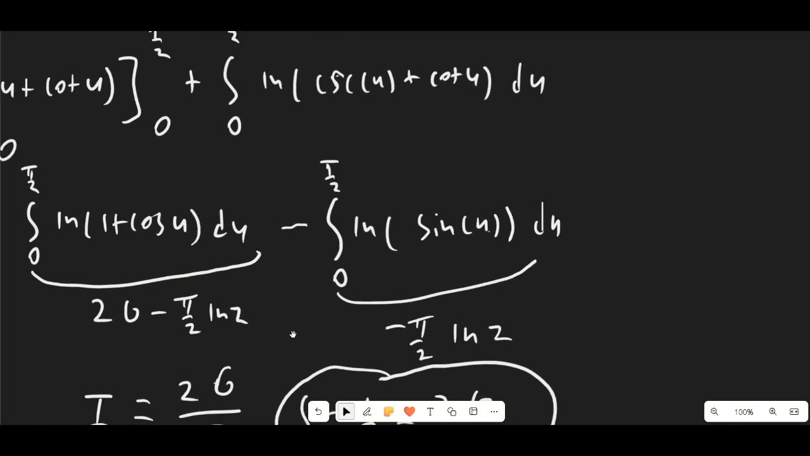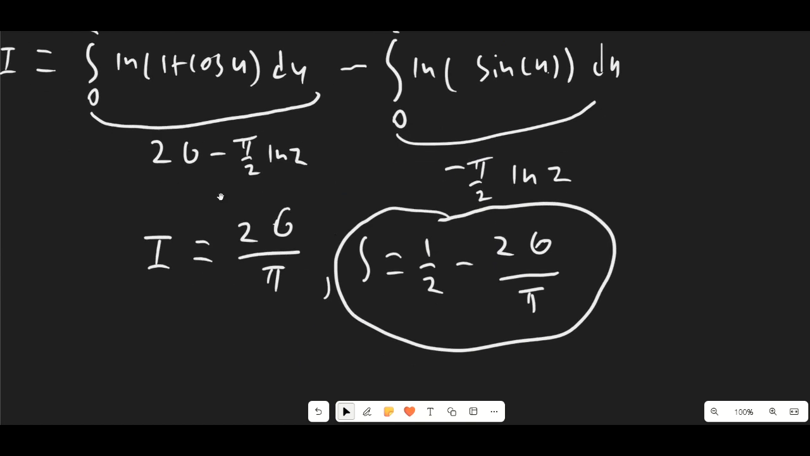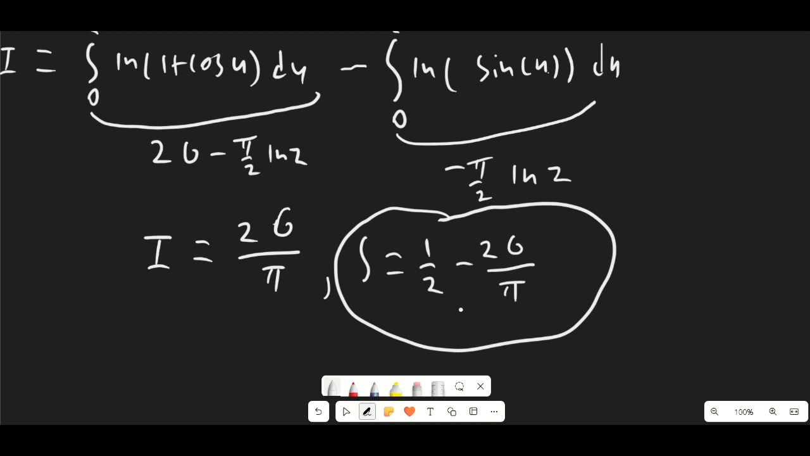And so once we end up subtracting those two, we're going to end up with our integral I just being equal to 2g over pi. And that means that our summation s is just equal to 1/2 minus 2g over pi. Let me fix that answer because it looks a little bit wonky. And that is the value of our summation. It's just going to end up 1/2 minus 2g over pi.